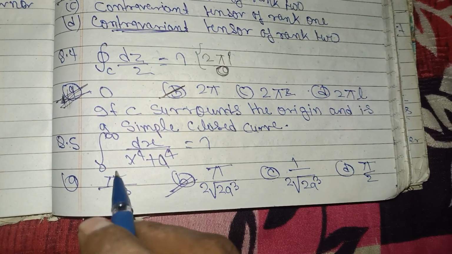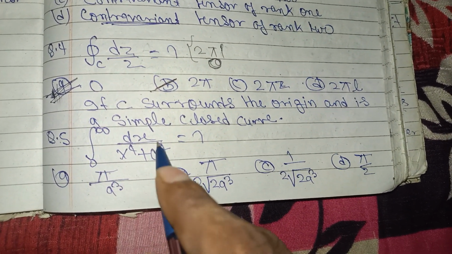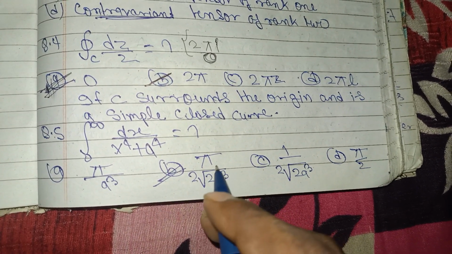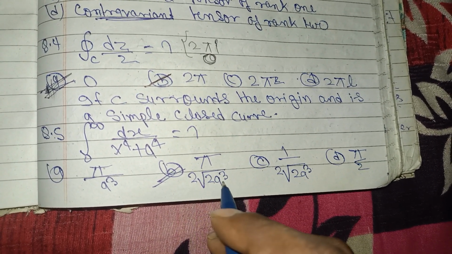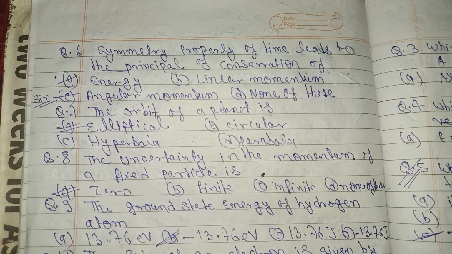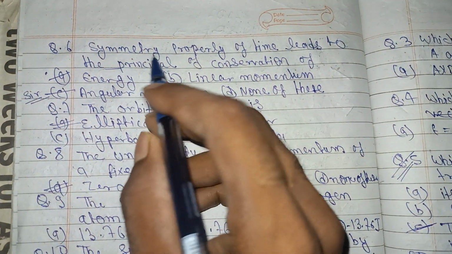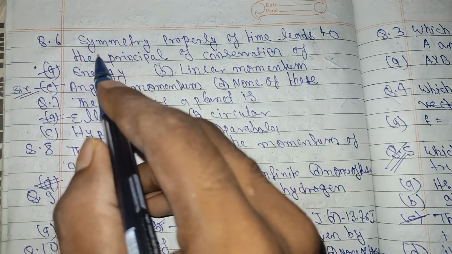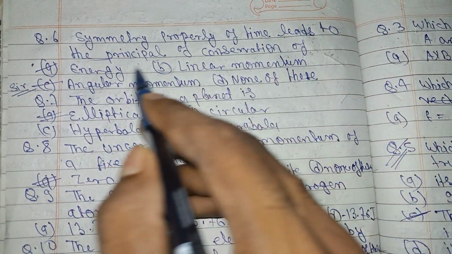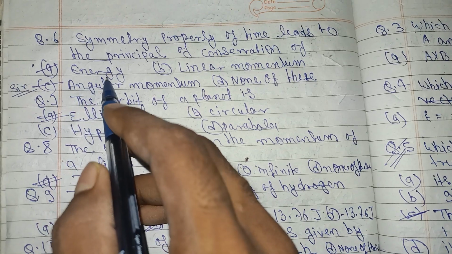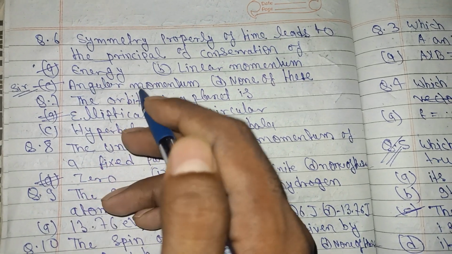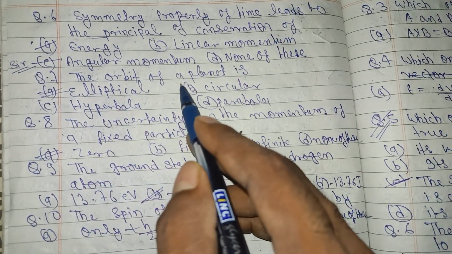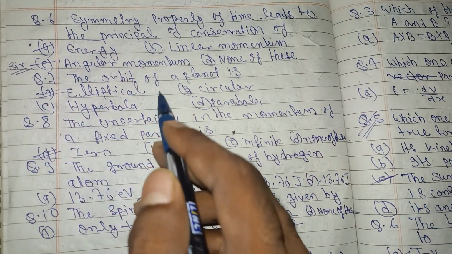Question number 5. Integration from 0 to infinity of dx by x to the power 4 plus a to the power 4 is pi by 2 under root 2 a whole cube. And question number 6. Symmetric property of time leads to the principle of conservation of energy, and third, according angular momentum. And question 7: the orbit of a planet is elliptical.